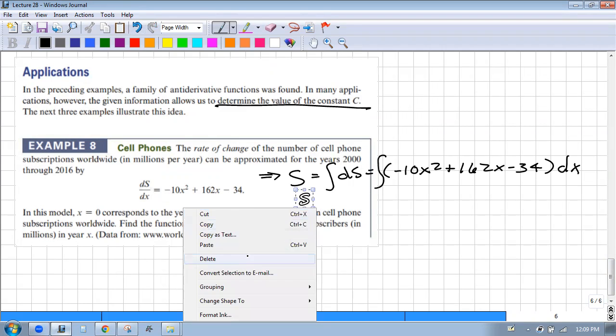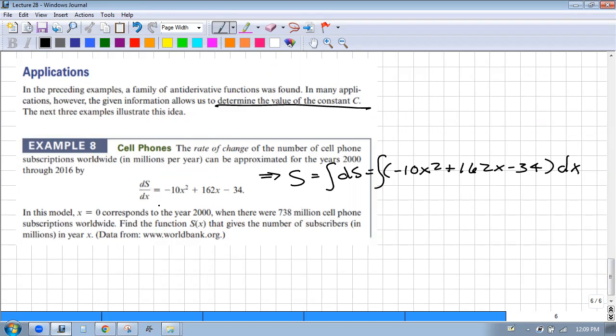Now I'll just leave it like that. I don't want to throw the prime notation in there. So all we have to do is integrate. So the integral of this stuff, we would have minus 10, the power rule, right? Add 1 to the exponent, divide by the exponent, the opposite of what we used to do and in the opposite order. And then we have 162 x to the first becomes an x squared over 2. And we have minus 34x and then plus a constant. So this is what s is, s of x.